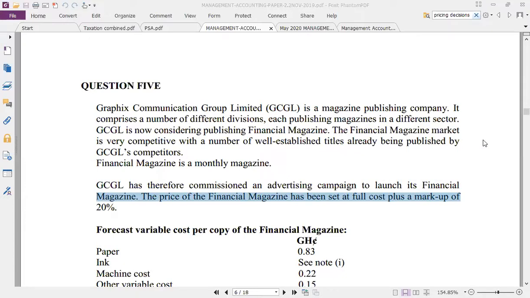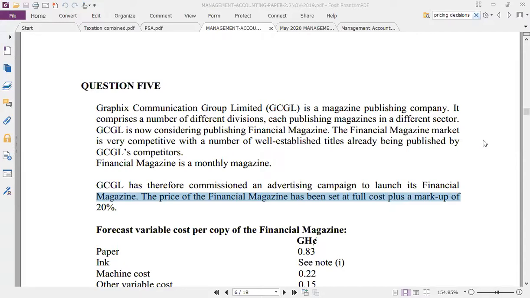These are four advantages. It helps the organization to recoup all costs, because they say full cost, right? It will help the company to recoup all the costs and hence prevent loss. So they can recoup all.